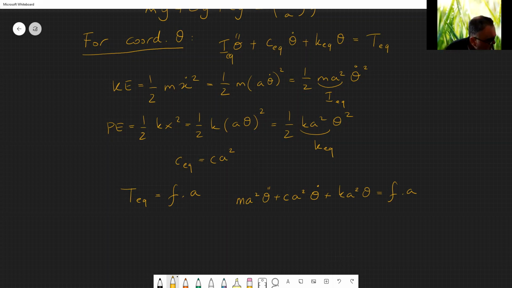I tried to explain the concept of equivalent quantities. This is I equivalent, and this is C equivalent. Okay, I'll continue with this a little bit more next time, and then we will be done with the mechanical systems, hopefully. Let me stop the recording.